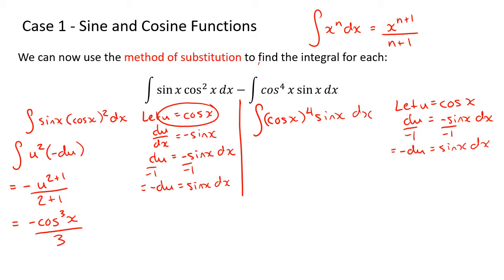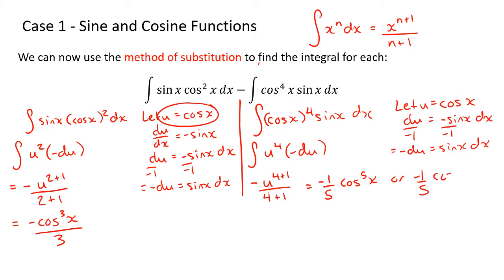Substituting all these values in, we then get the integral of u to the exponent 4 times negative du, which means the integral here becomes negative u to the 4 plus 1 divided by that same exponent, 4 plus 1. Okay? Substituting in the value of u, we get negative 1 over 5 times, in this case, cosine. We can write it as cosine 5 of x, or negative 1 over 5 cosine x to the exponent 5. Either way is correct. All right?